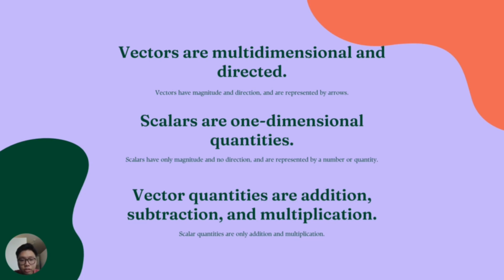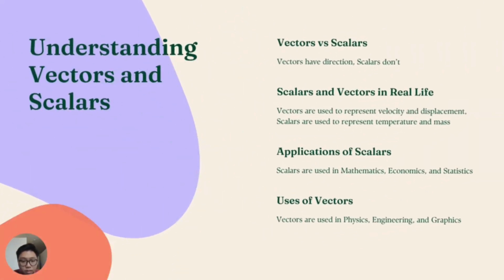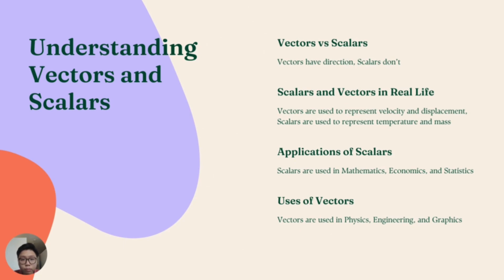Vector quantities allow addition, subtraction, and multiplication. Scalar quantities allow only addition and multiplication. Vector combined with scalar: vector has direction, scalar doesn't. Scalar and vector in real life. Vectors are used to represent velocity and displacement. Scalars are used to represent temperature and mass. Application of scalar: scalars are used in mathematics, economics, and statistics. Use of vector: vectors are used in physics, engineering, and graphics.